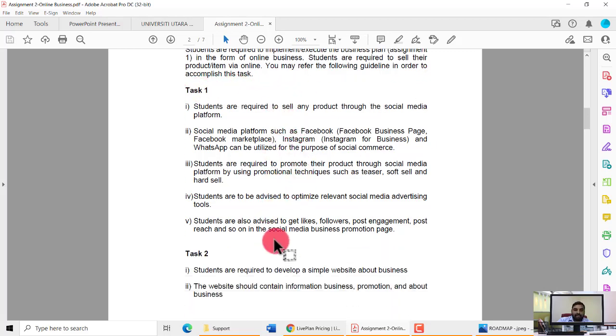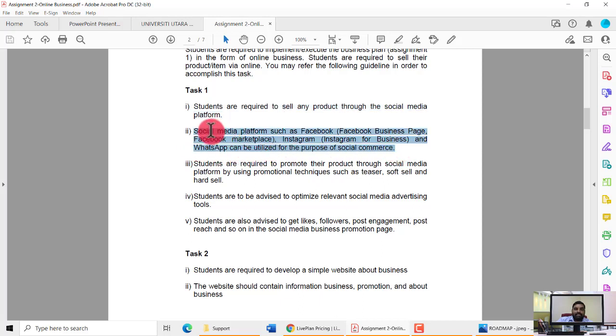These are the guidelines. Students are required to sell any product through social media. Social media means Facebook, Instagram and so on. You can use Shopee also. If you want to go beyond, you can sell your product through Shopee. But I want social media, Facebook or Instagram. Very important. And WhatsApp can be utilized also.